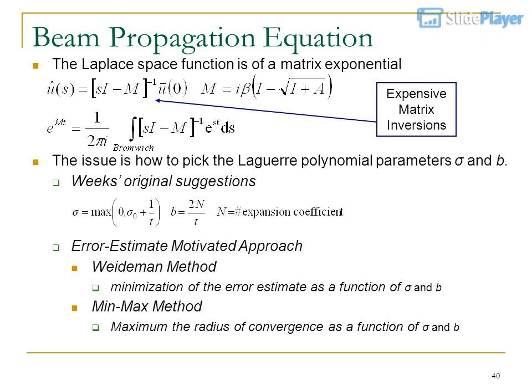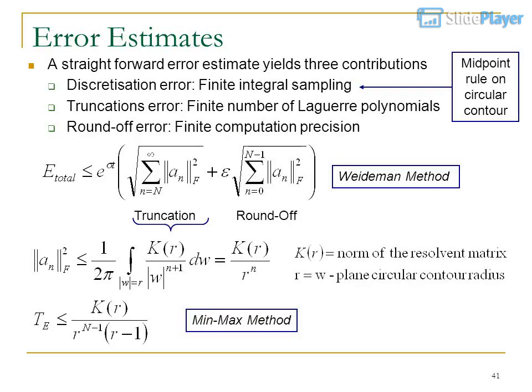Weeks' original suggestions: an error estimate motivated approach. Weideman method: minimization of the error estimate as a function of sigma and b. Min-max method: maximize the radius of convergence as a function of sigma and b. Expensive matrix inversions. Midpoint rule on circular contour. Error estimates: a straightforward error estimate yields three contributions.